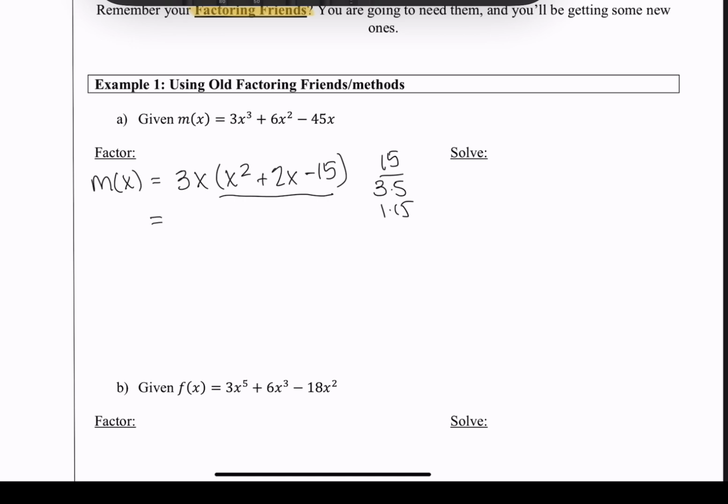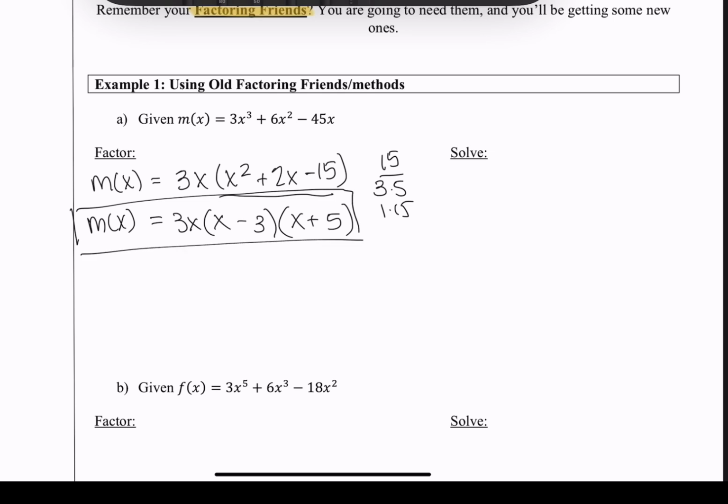So continuing along this path of factoring, I can factor it into 2 binomials. First terms are x's. Last terms are going to be 3 and 5. I need a positive 5 and a negative 3 in order for my inners and my outers to give me that positive 2x. So this is factored. And if it just asks you to factor, you can stop right there.